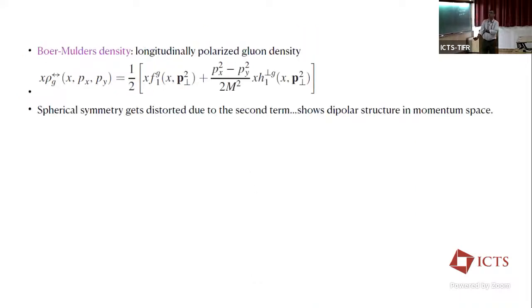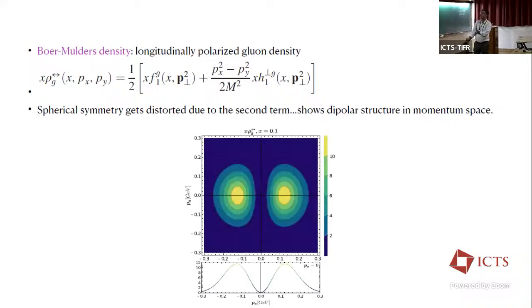But when you consider the Boer-Mulders density, the longitudinally polarized gluon density, this spherical symmetry actually gets distorted by the second term. You can see that this second term looks like a dipolar structure, and that creates the distortion.